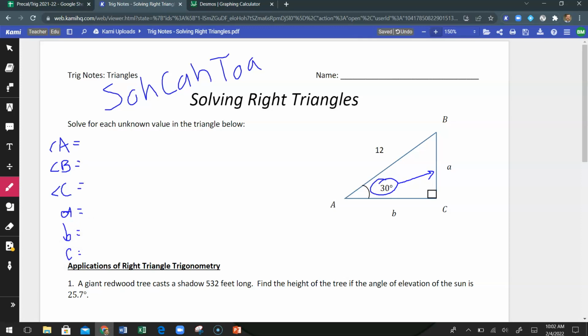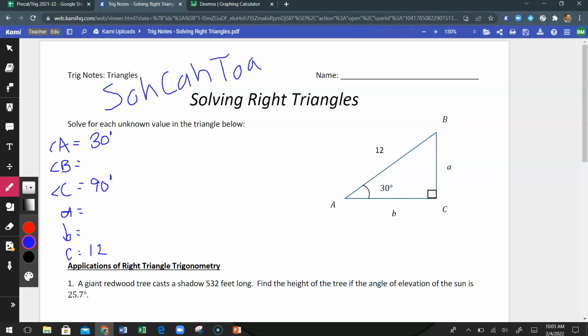What we are given is that angle A is 30 degrees. We also know that angle C is 90 because that is our right angle. And then we have side length C, because that is across from the right angle, we know that that is 12. So in terms of our SOHCAHTOA relationships, side length C is our hypotenuse, because that is what is across from the right angle.